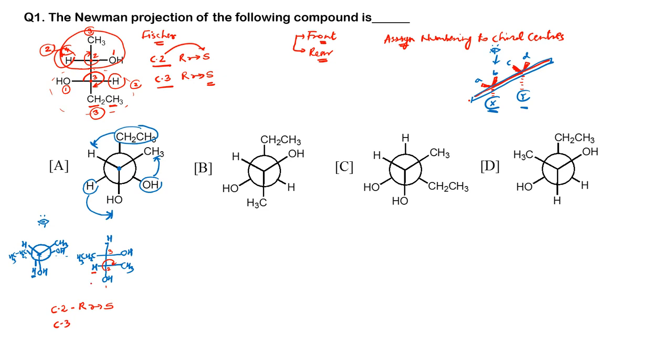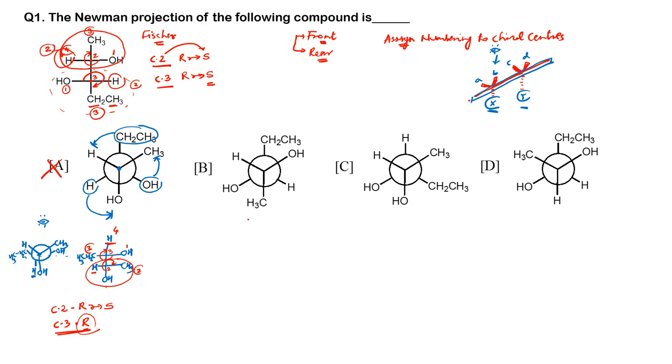At C3, OH will be the first priority. This whole group will have the second priority, the CH2CH3 will be third, and hydrogen the fourth. So in this case, first, second, and third will again move in a clockwise direction. Hydrogen is already away from the observer, so this will be as it is. We have C2 S and C3 R. If you compare with our compound that has both configurations S, here one of the configurations is R. Therefore this option is ruled out.